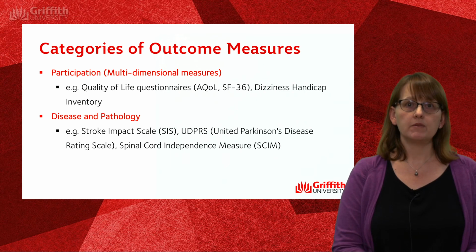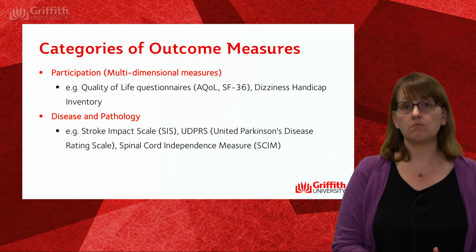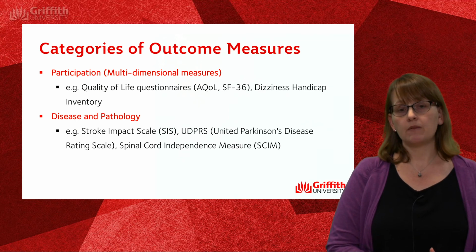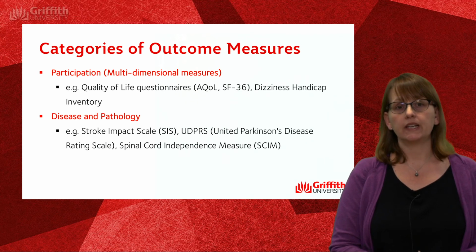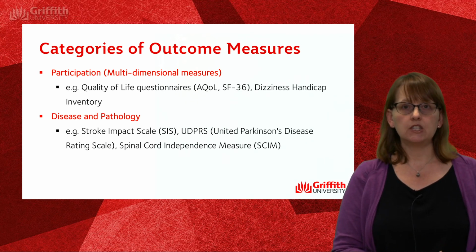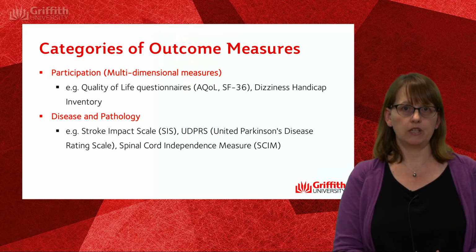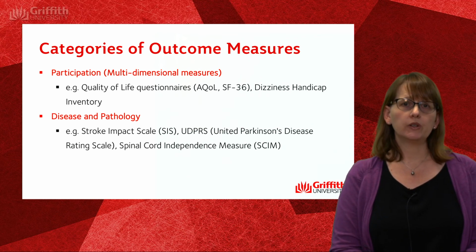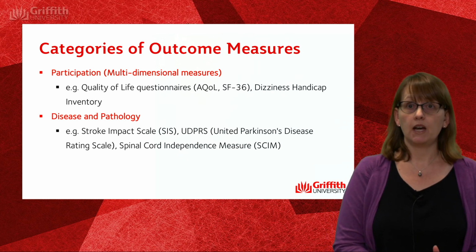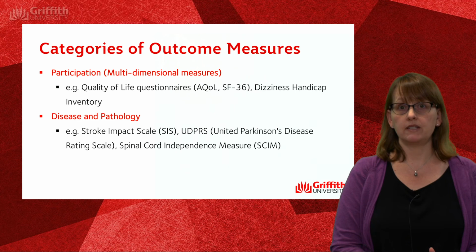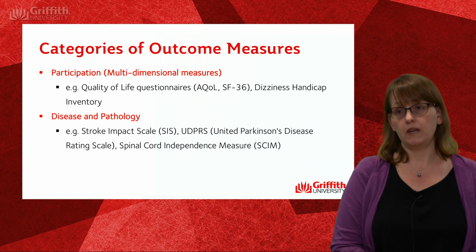So other categories of outcome measurements might be looking at participation. So again, some multidimensional measures. So we might, as an example here, look at the quality of life questionnaires, such as the AQOL or the SF36, or the dizziness handicap inventory. So this is looking at how somebody's specific condition is impacting on their day-to-day quality of life. Or we could look at a disease and pathology specific outcome measurement. So these examples might be the stroke impact scale or the UPDRS, which is the Unified Parkinson's Disease Rating Scale, or a spinal cord independence measure, the SCIM.